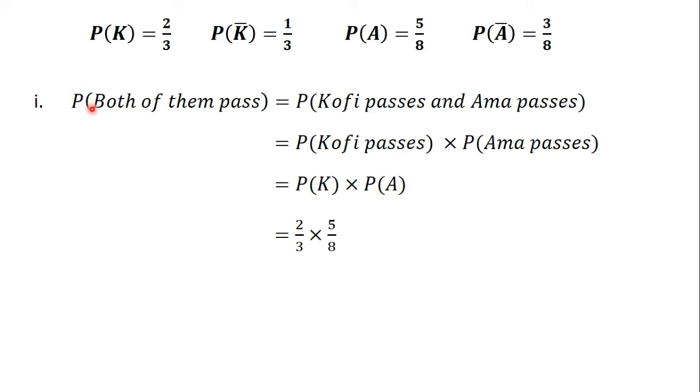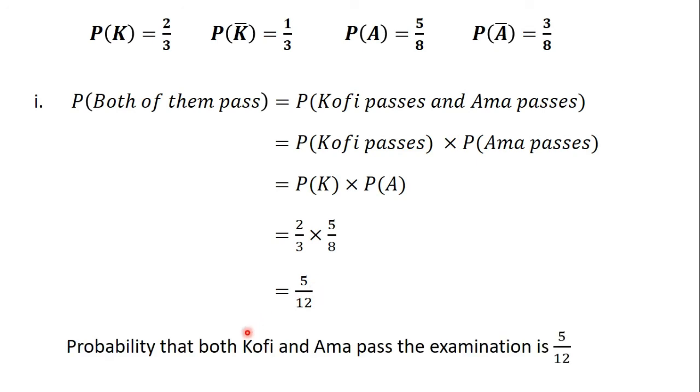So we can say that the probability that Kofi passes the examination is 2 divided by 3, and the probability that Amma passes the examination is 5 divided by 8. If we simplify this, we are going to have 5 divided by 12. So the probability that both of them pass the examination is 5 divided by 12.